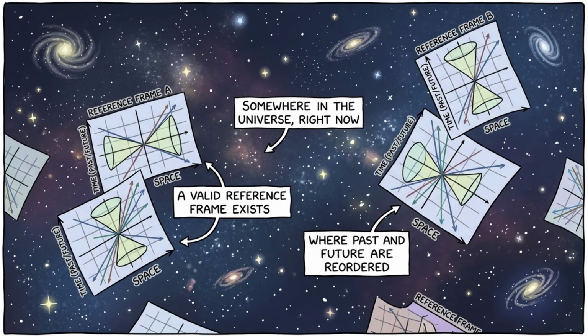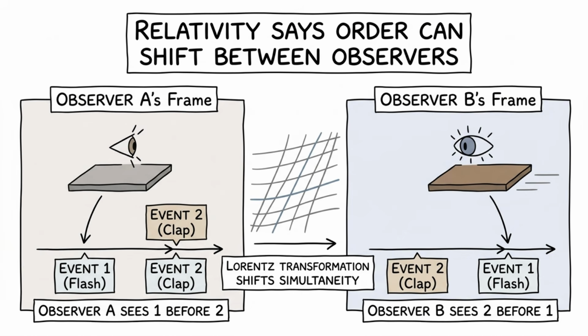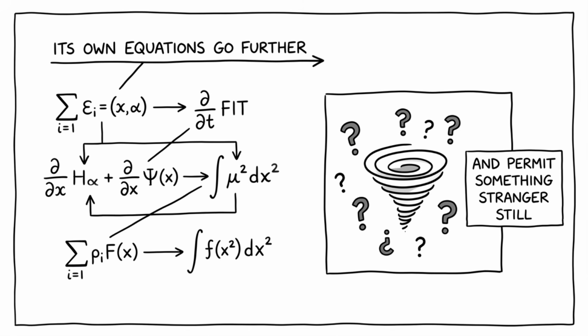Somewhere in the universe, right now, there exists a valid reference frame in which events you consider your past and events you consider your future are reordered relative to each other. If simultaneity depends entirely on your motion, what does it even mean to ask what's happening right now, anywhere but exactly where you're standing? Relativity says order can shift between observers. Its own equations go further and permit something stranger still.